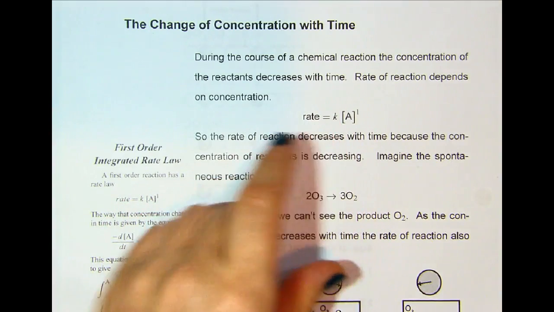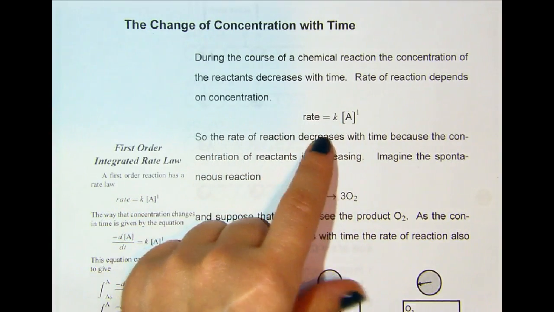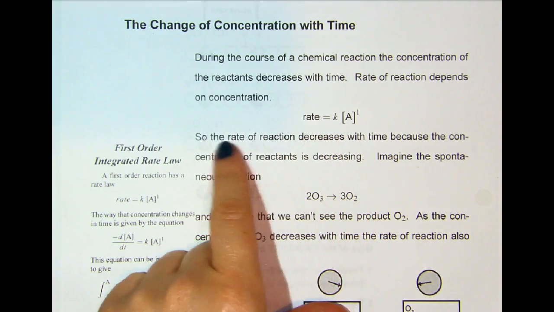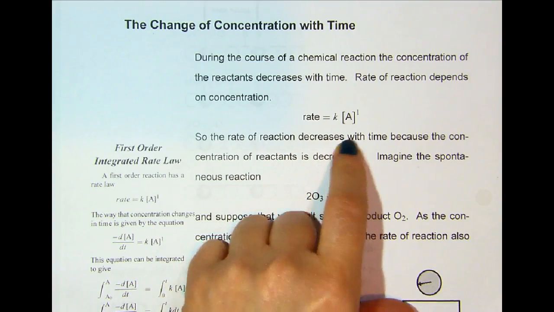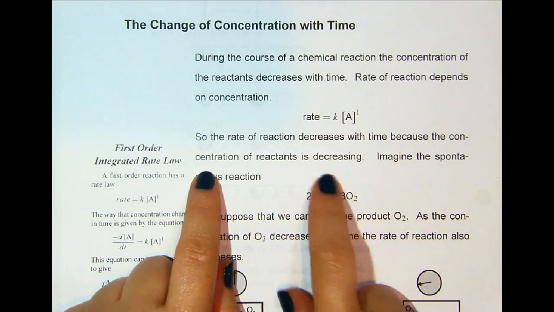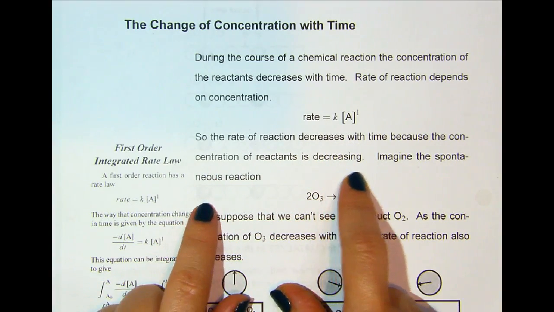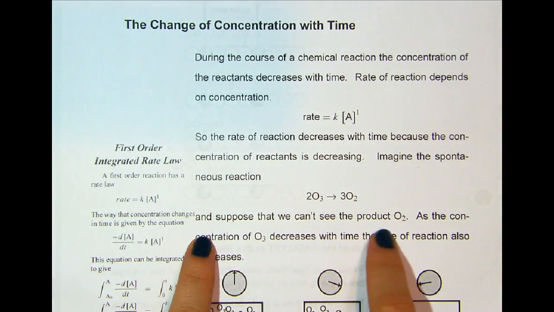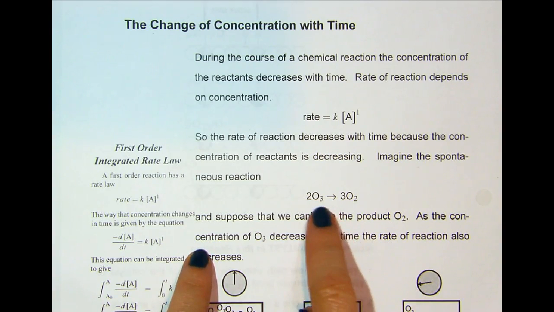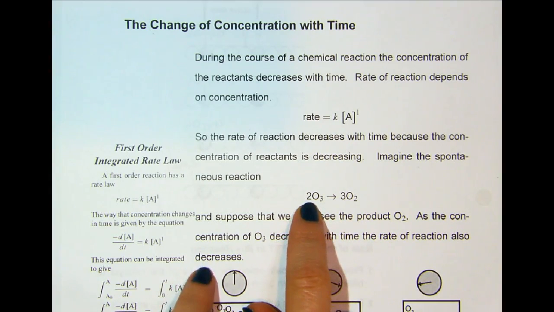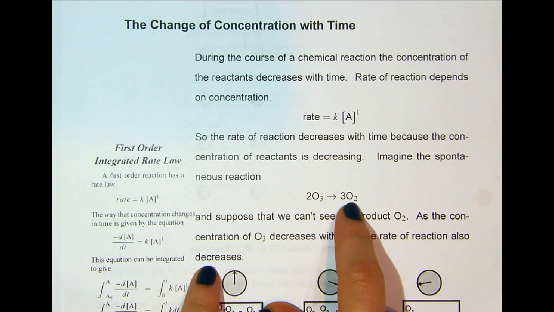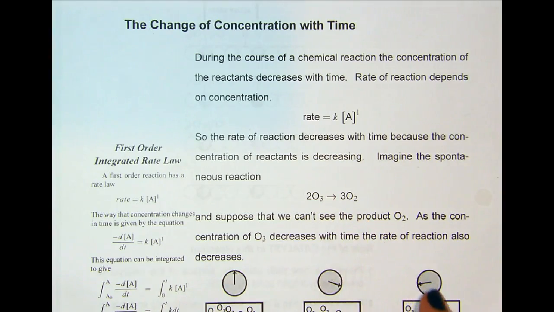Rate of reaction depends on the concentration. So if we have rate equals k times [A] to the first order, the rate of reaction decreases with time because the concentration of reactants is decreasing. Imagine this spontaneous reaction, and suppose that we can't see the product O2. As the concentration of O3 decreases with time, the rate of the reaction will also decrease, until the reaction reaches an end and then it will stop.